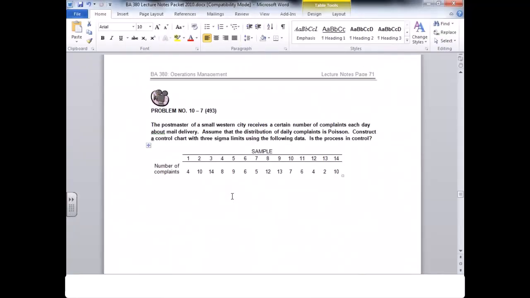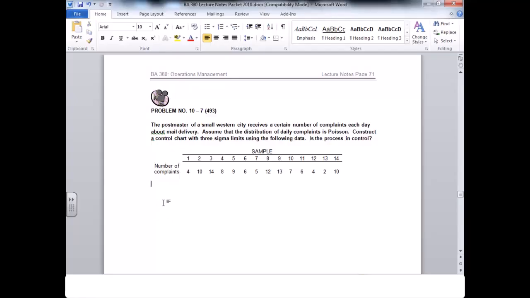Problem number 10-7. The postmaster of a small western city receives a certain number of complaints each day about mail delivery. Assume that the distribution of daily complaints is Poisson. We talked about this distribution before. Poisson is when you want to observe the number of occurrences in an interval. In this case, the interval is a day. Construct a control chart with 3 sigma limits using the following data.